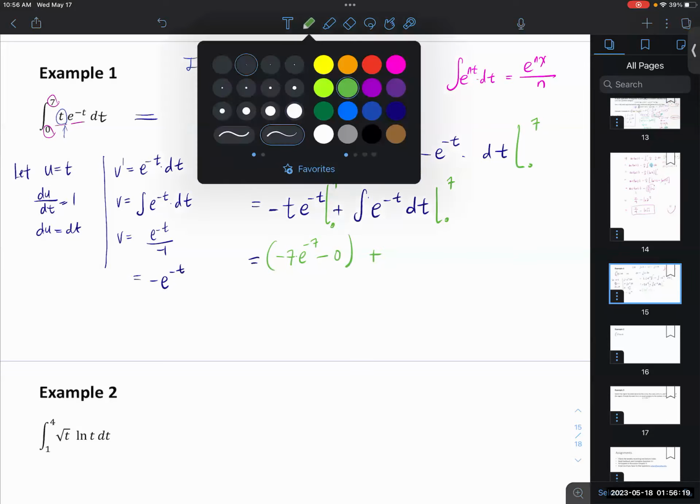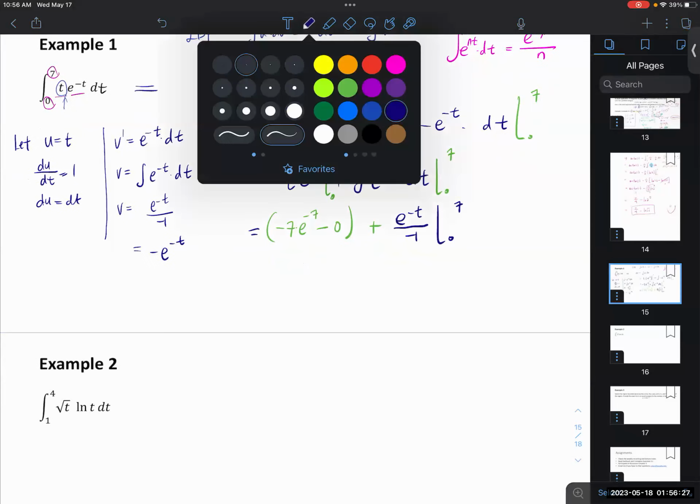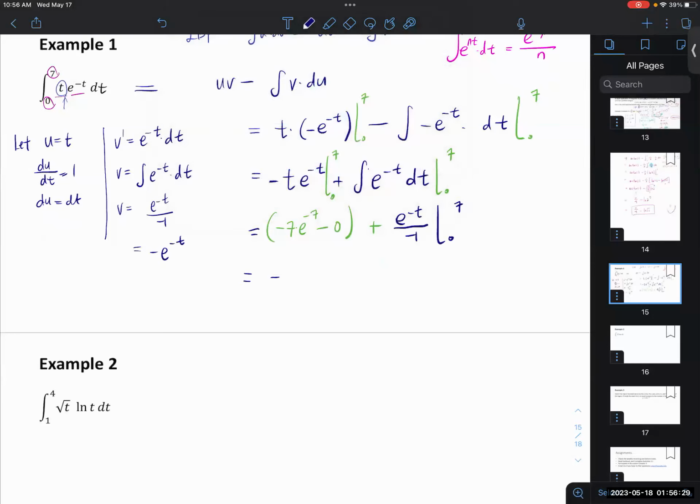Plus, if you take the integral, this is e to the negative t divided by negative 1 from 0 to 7. So keep going. So this is negative 7 e to the negative 7 plus, this is the same as a negative e to the negative 7 minus e to the negative 0. So I'm plugging in 7 and 0.